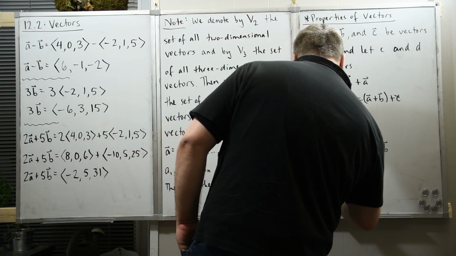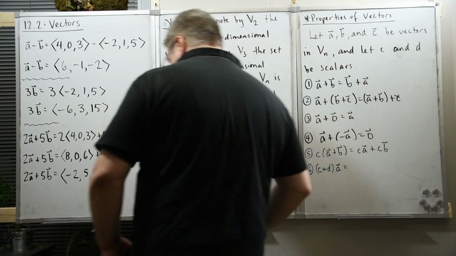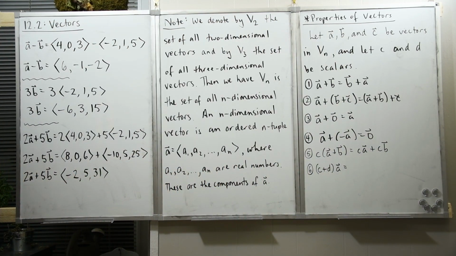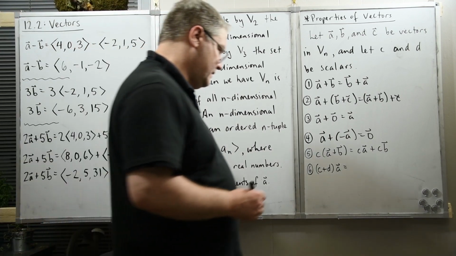Number 6 has us taking a look at c plus d times A, and that's going to give us cA plus dA.